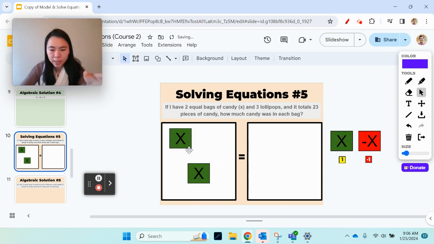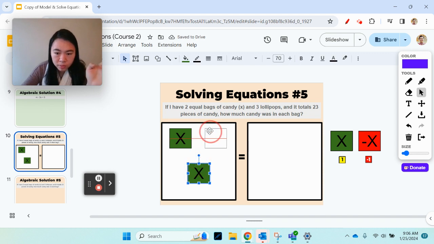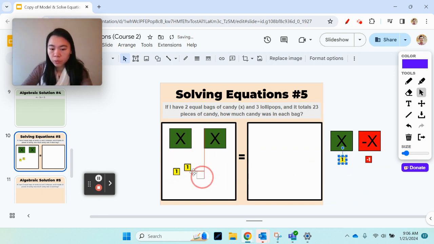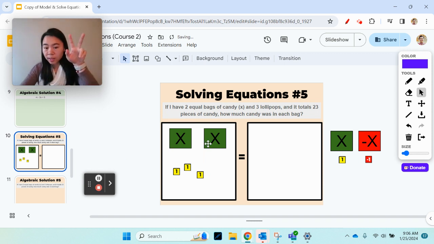Okay, if I have 2 X's and 3 lollipops. So my 2 bags of candy, and I've got 1, 2, 3 more. Does that make sense? 2 bags of candy, which they told us is X, and then 3 more. And it totals 23. So it equals 23.